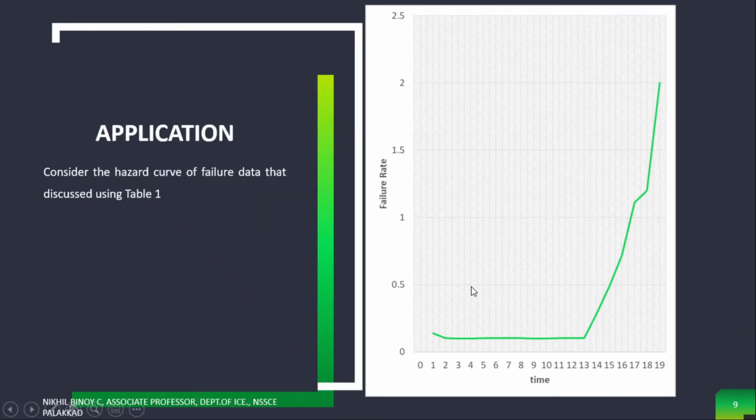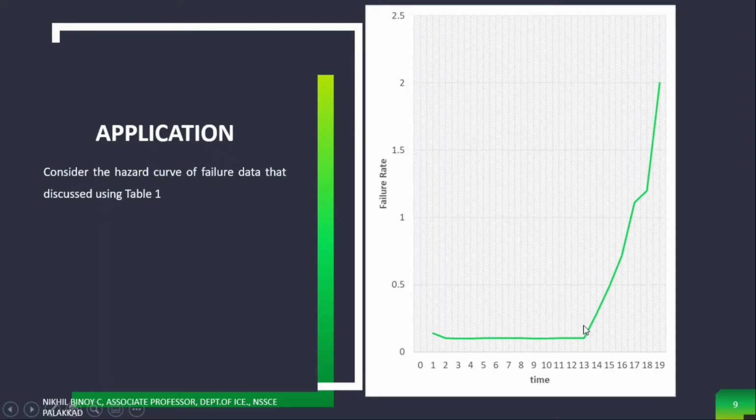Now we are going to discuss the application of the Weibull function. I told you we can't apply the Weibull function alone. We have to use the constant hazard model also. So in order to explain the application of the Weibull function, we are considering the hazard curve, or the failure rate curve, of table 1. We are going to consider the bathtub curve of table 1.